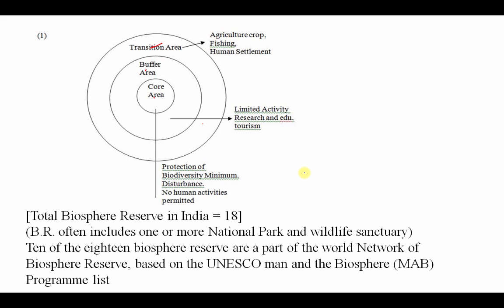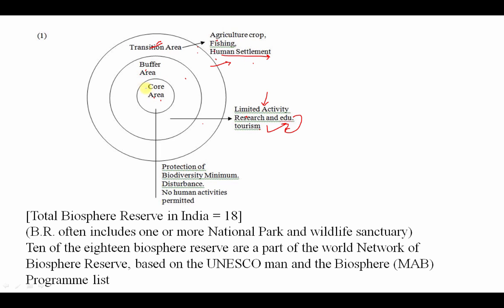So let's talk firstly about the Biosphere Reserve. As I told you before, it is divided into three parts. The transition zone is where agriculture is possible. It is allowed to have agriculture, fishing, and human settlement. But in the buffer zone, there are limited activities, only research, education, and tourism. All three things are allowed: education, tourism, research. There is only a little activity allowed. But in the transition zone, all activities are allowed, like human settlement and fishing.